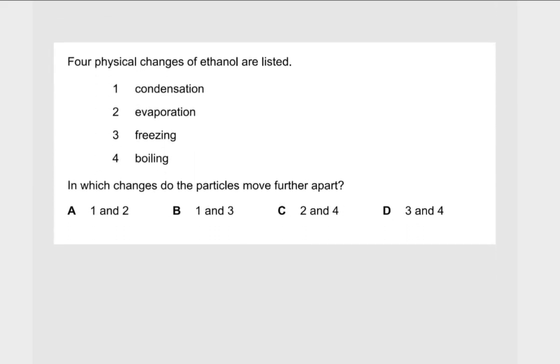Four physical changes of ethanol are listed: condensation, evaporation, freezing, and boiling. In which changes do the particles move further apart? Condensation, particles come closer. Freezing, particles come closer. It has to be 2 and 4. 2 and 4 is the answer.